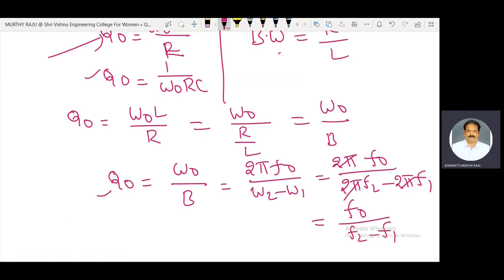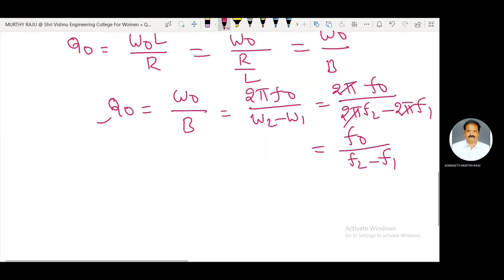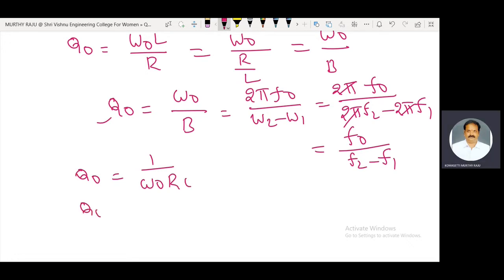Consider the second equation here, the capacitance quality factor. Q naught is equal to 1 by omega naught RC. So Q naught into omega naught RC is equal to 1.